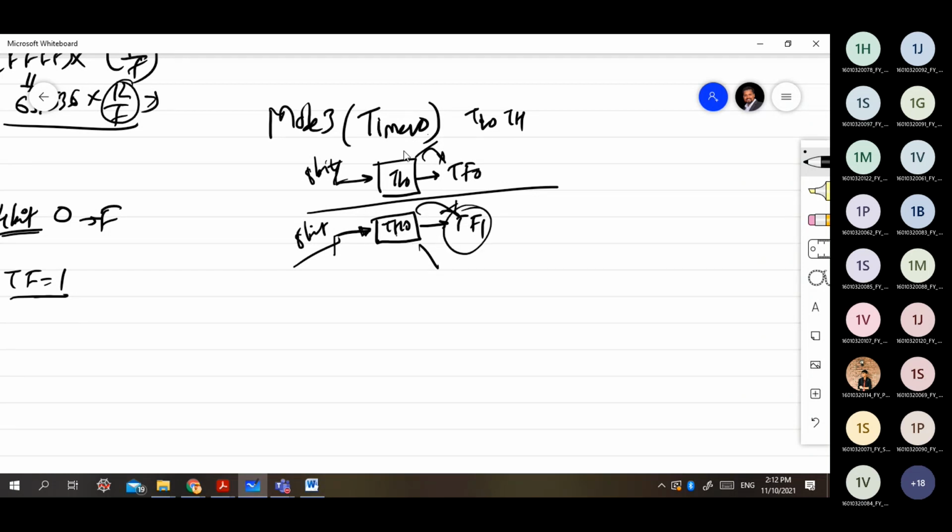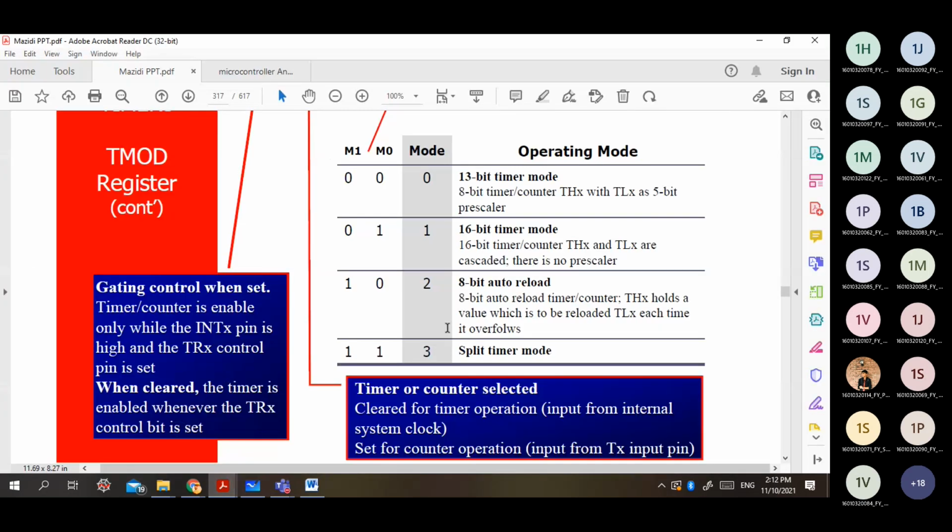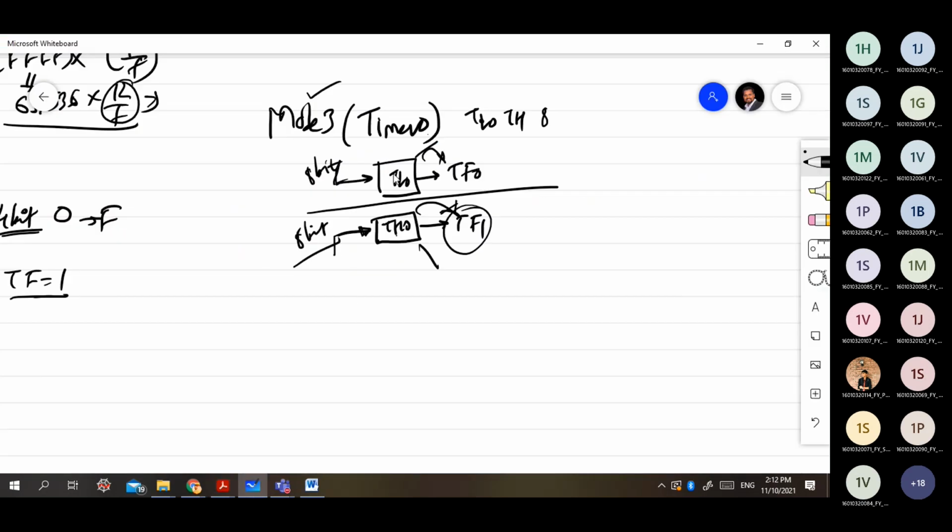Is it making sense? So that is what mode 3 is. Mode 3 is the 8-bit split timer. Why is it split? Because we are using TL0 and TH0 separately. And keep in mind, only TL0 and TH0 will come here. TL1 and TH1 will not come, because timer 1 is not allowed to work in mode 3. Fine, so that is regarding mode 3.